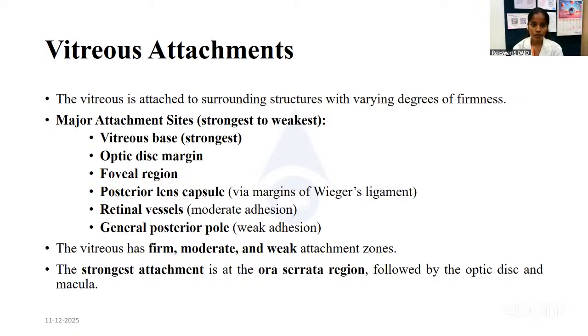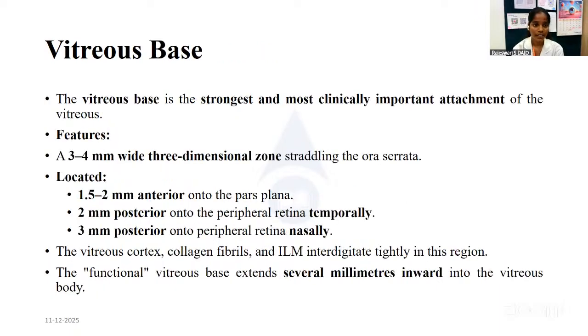Vitreous attachment to surrounding structures with varying degrees of firmness. Major attachment sites: vitreous base, optic disc margin, foveal region, posterior lens capsule, retinal vessels, general posterior pole. The vitreous has firm, moderate and weak attachments. The strongest attachment is at the ora serrata region, followed by the optic disc and macula. Vitreous base is the strongest and most clinically important attachment of the vitreous.